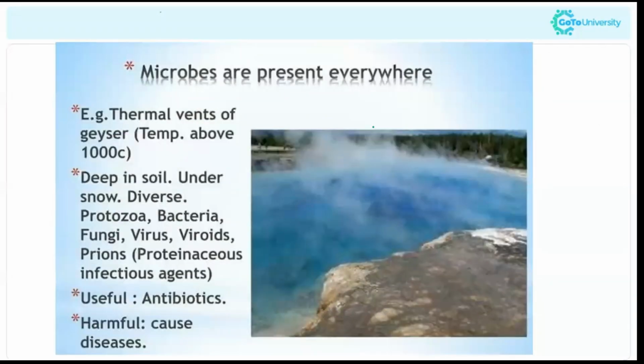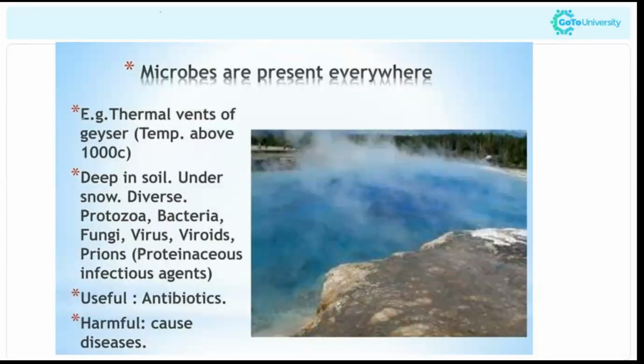So now microbes are present everywhere. Right now, wherever you are staying, if you use a microscope, you will see microorganisms around you. Even inside your body, you have the normal flora which are needed for your metabolism, for your sustainability, the normal mechanisms of the stomach and also the intestine. So the microbes are present everywhere.